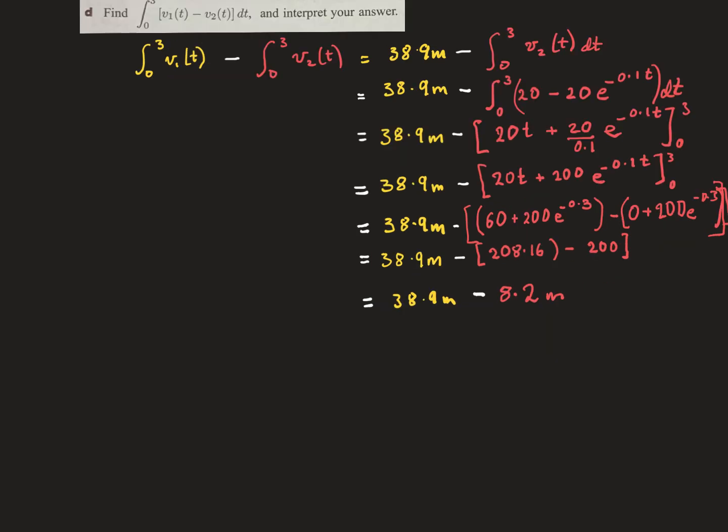meters. So how does one interpret this? Obviously, the lion's done 38.9 meters, the zebra's done 8.2 meters. If we take away one from the other, we find how much further has the lion traveled. So in the first 3 seconds, the lion traveled more by 30.7 meters.